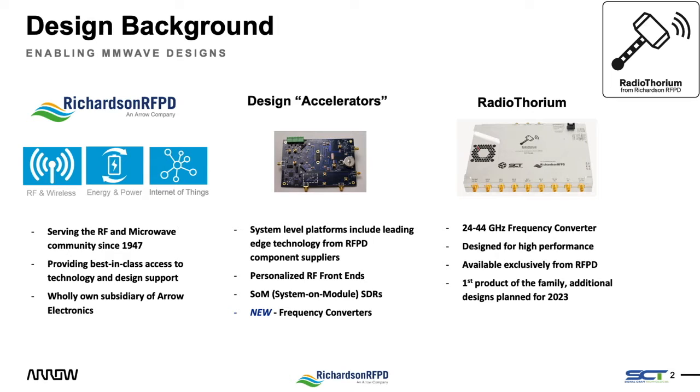As far as availability goes, Richardson RFPD will be the exclusive channel, and the plan is to have product on the shelf by the second quarter of 2022. We are already planning on future additions to complement the first release, with the goal of providing the RF and microwave community with a broader spectrum of frequency converter options from DC to 60 GHz.